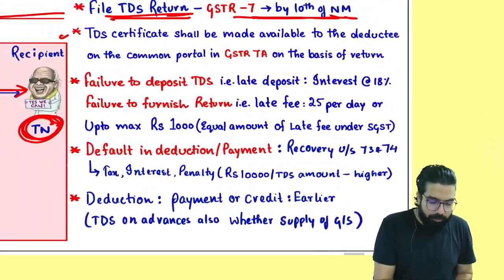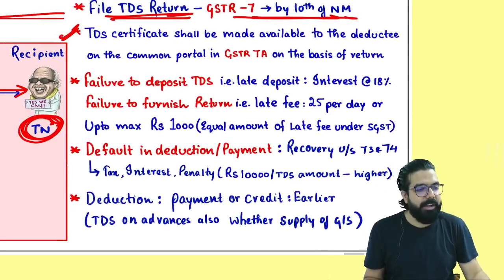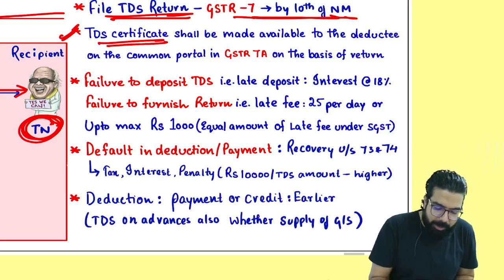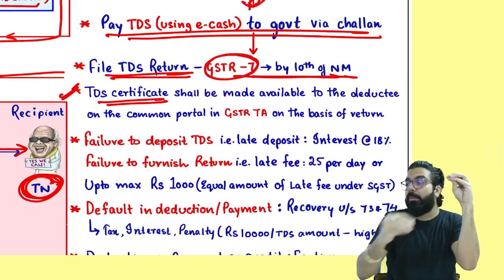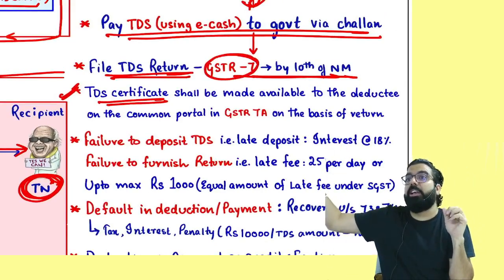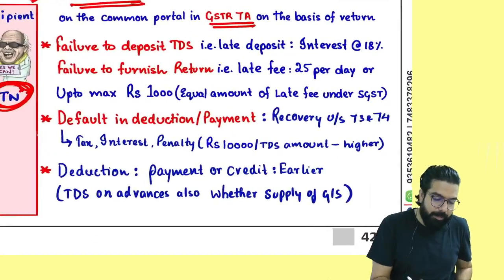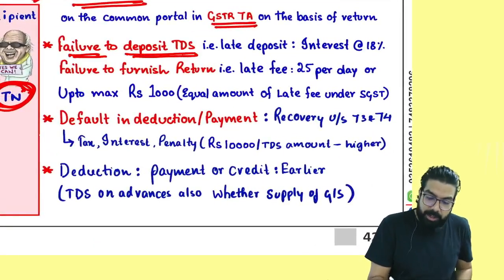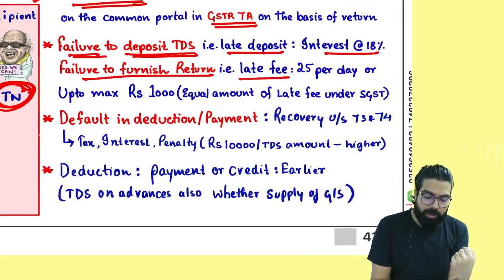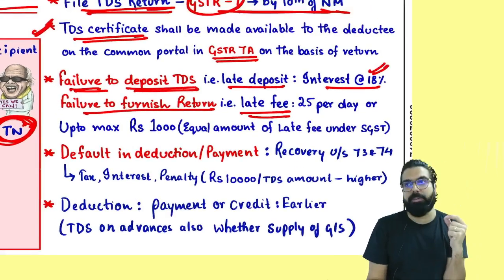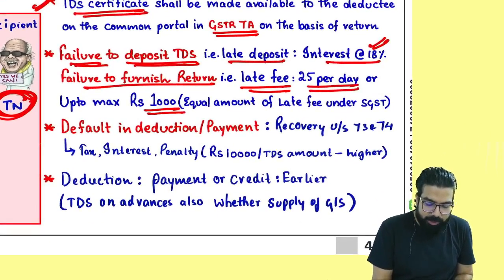Whenever somebody deducts your TDS, always remember that person will make the payment to the government and file GSTR 7. When he makes the payment and files GSTR 7, the government will also give you a certificate that your TDS was deducted, and that is the TDS certificate given in GSTR 7A. Remember, if you deposit the TDS late, interest is always 18%. For late return, the late fee is 25 rupees per day, up to a maximum of 1000 rupees.